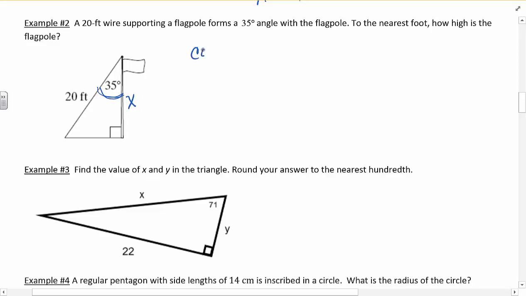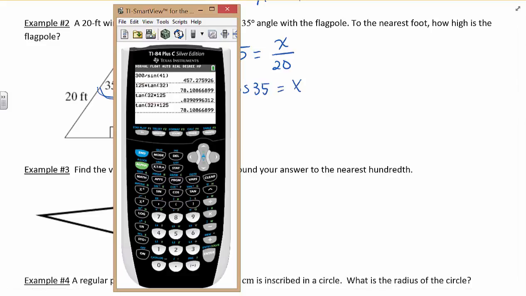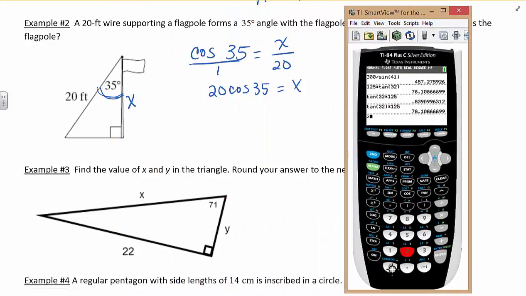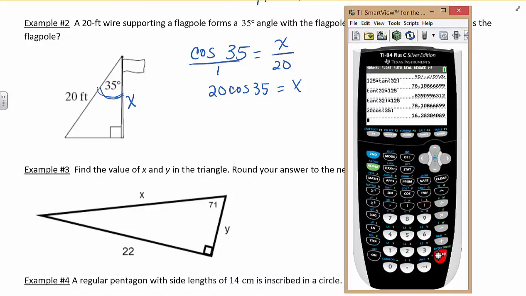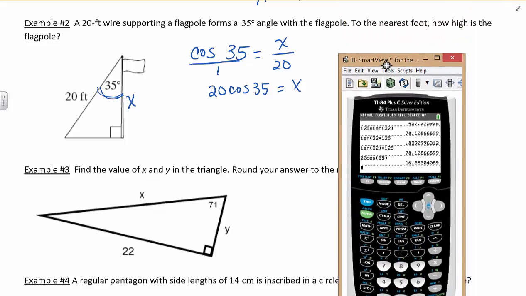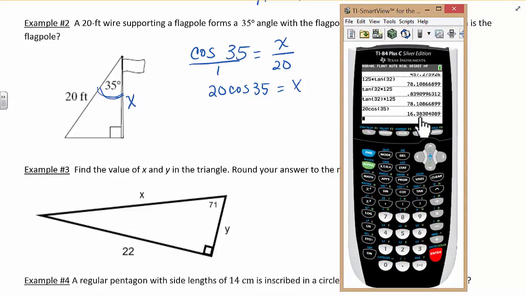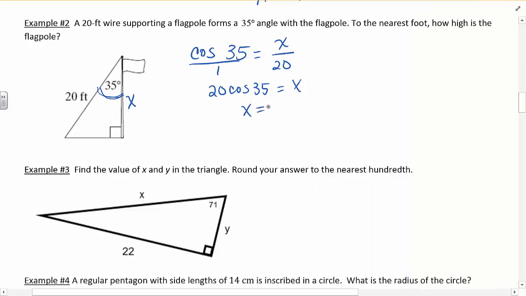So I have adjacent, hypotenuse, and an angle. Adjacent and hypotenuse are cosine. So cosine 35 equals adjacent over hypotenuse. I am looking for a side, so I cross multiply. 20 cos 35 equals x. 20 cos 35. 16.38 to the nearest foot. That's going to be 16 feet. Notice how repetitive this all is.